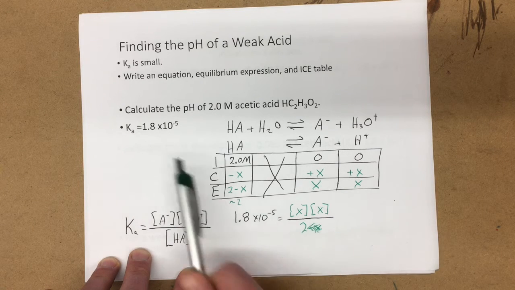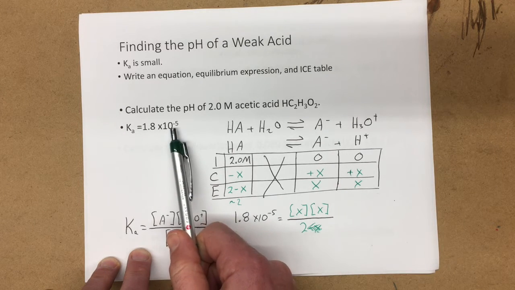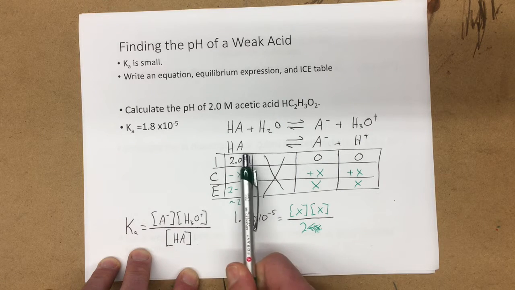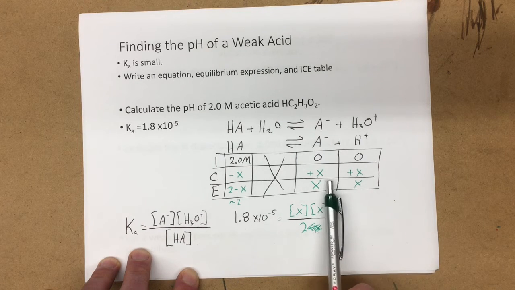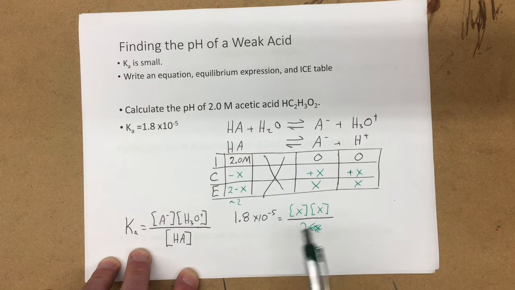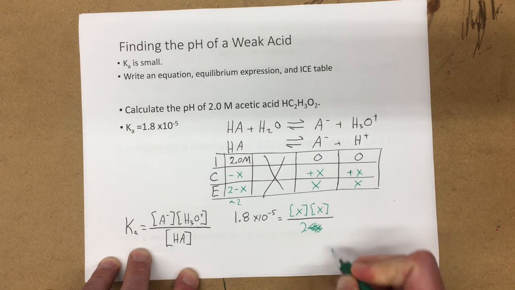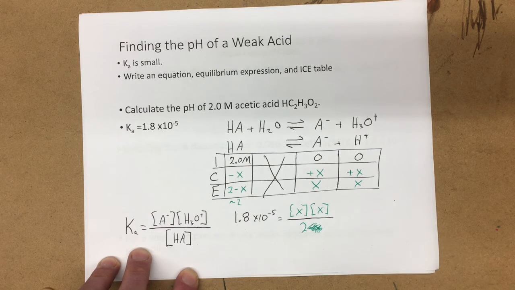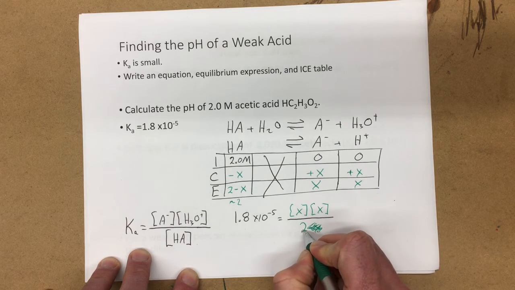Okay, we can only use that assumption when Ka is really, really small, meaning that not very much of it is going to go over here and become products. And so when we subtract a really small number from 2, it's still pretty close to 2, and that'll make our calculations a bit easier. You can try it without doing that. You can try doing the quadratic using your calculator, and you should see that you get a pretty similar answer to what I get using this method.